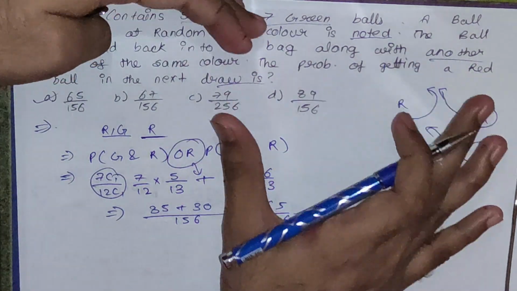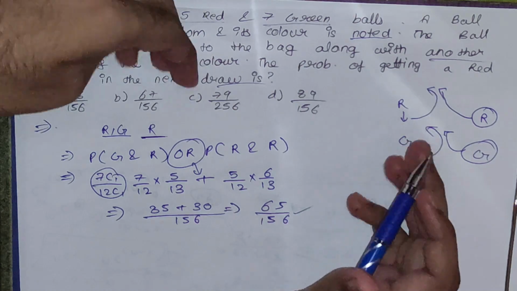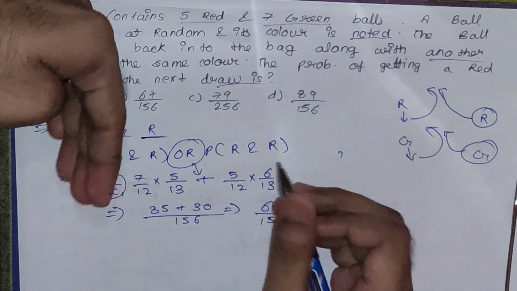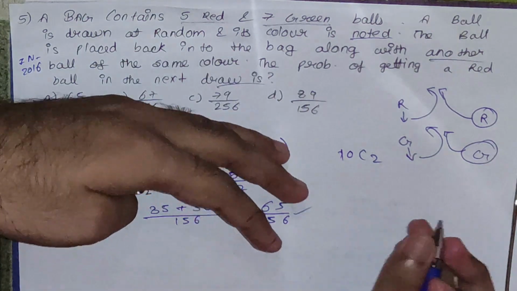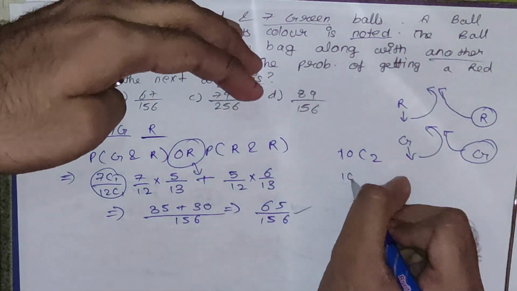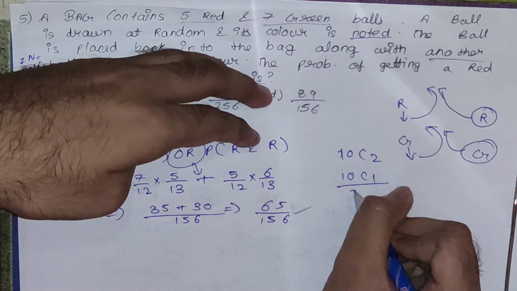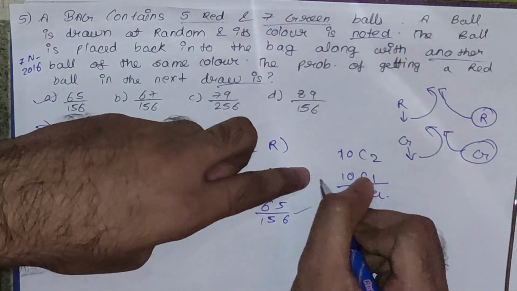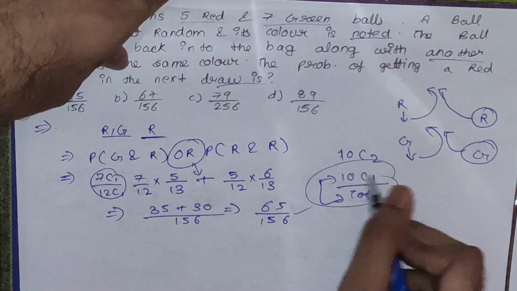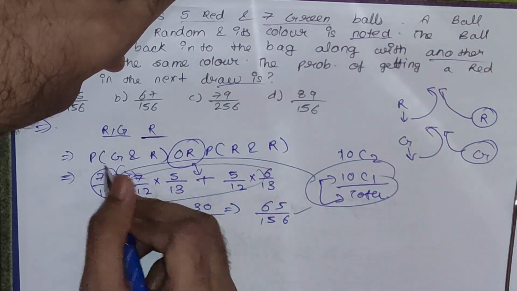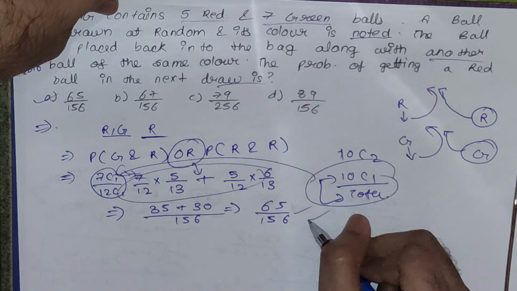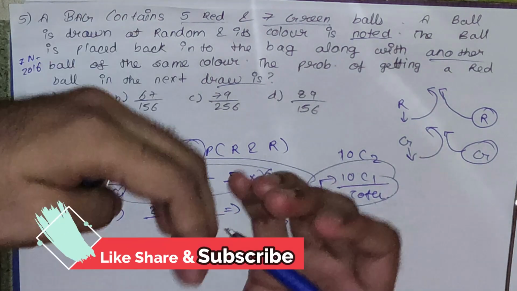So what we can conclude is, always we have to use the combination formula. If we have to select 2 balls from 10 balls, then we write 10c2. If we have to select 1 ball from 10 balls, we write 10c1, upon total. Basically the probability is favorable upon total. That's what we are writing here always. This basic formula is derived from the combination formula only. So that's why you will always get the same answer from both approaches.